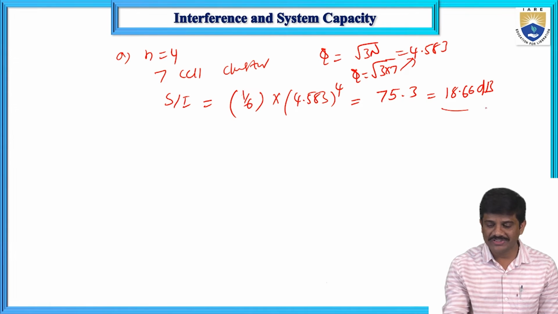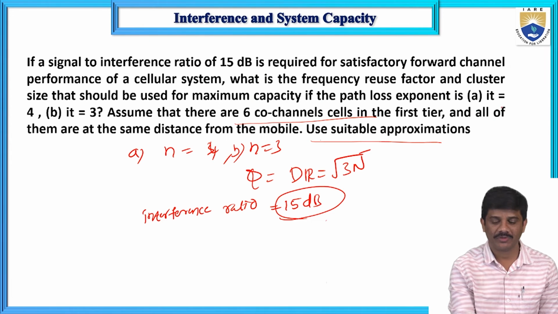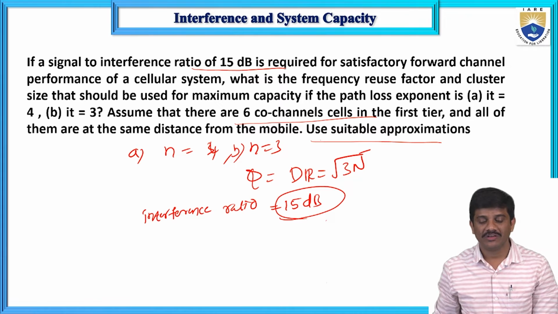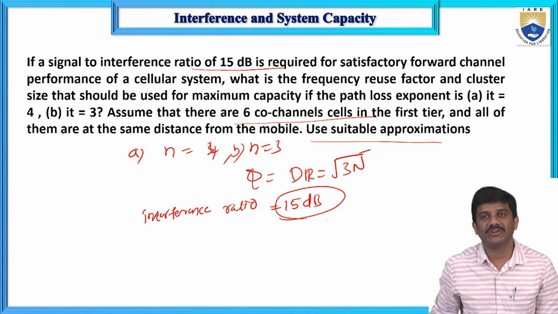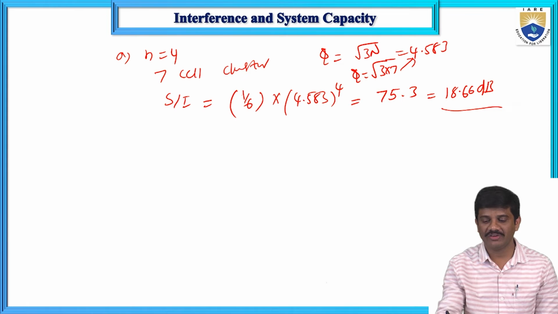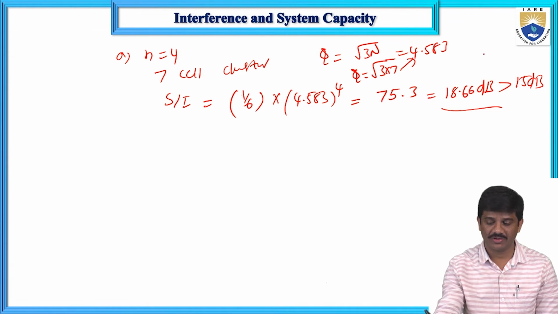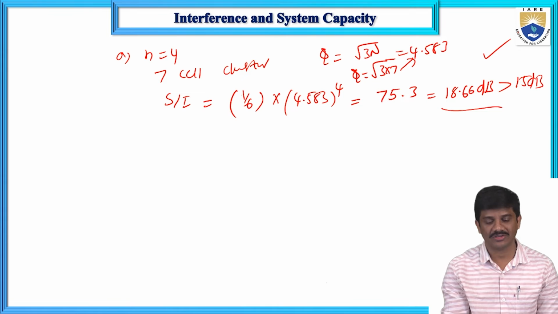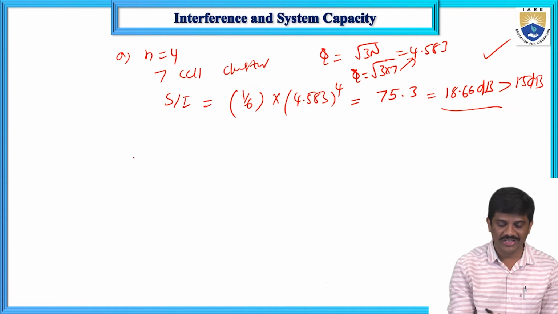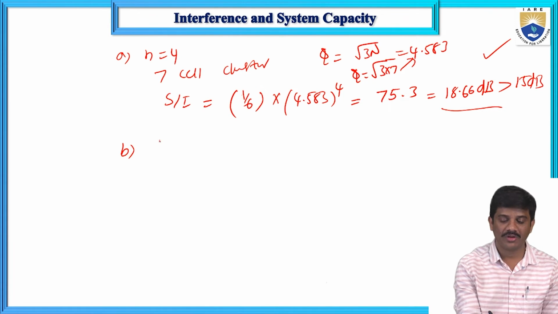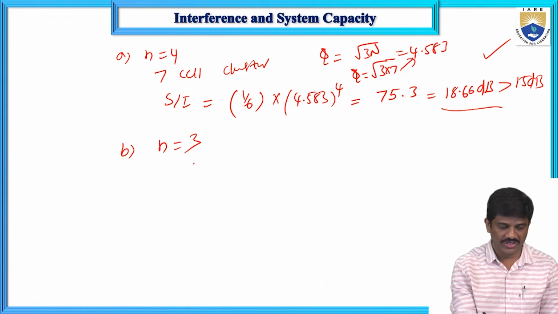Then this is satisfactory to the given required signal to noise interference ratio. There we get 15, this is greater than 15 dB. Then this n equal to 4, 7 cell cluster is okay, no need to go for another cluster. Like that we can find out the same thing for n equal to 3. Same, we can use the 7 cell cluster.